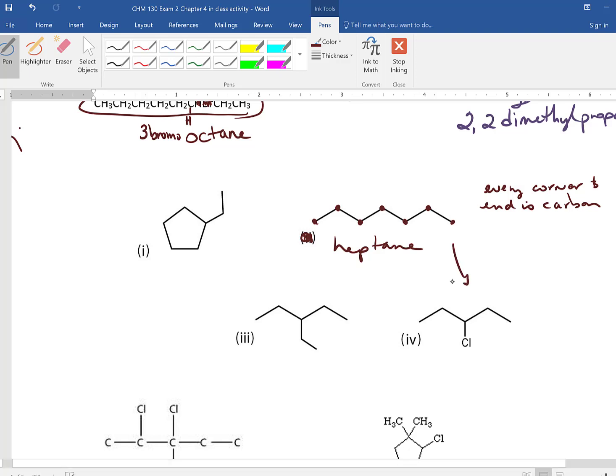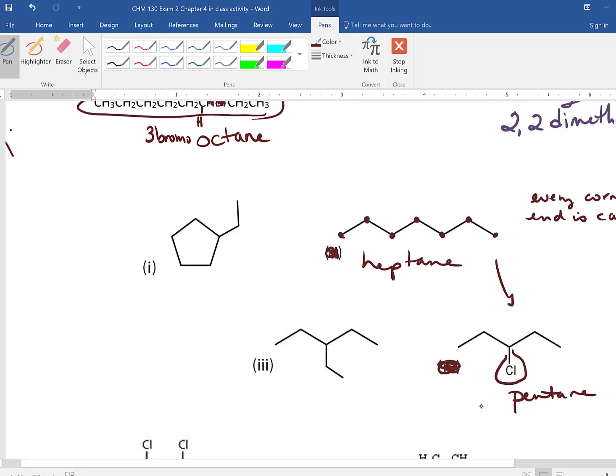All right, so what's this one? This one right here. What's the longest carbon chain? So it is pentane. Now on this one, we do have a hanging group. So it's called what? Chloro. So we have a chloro.